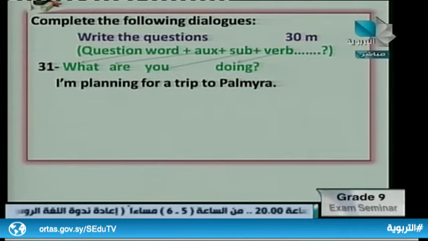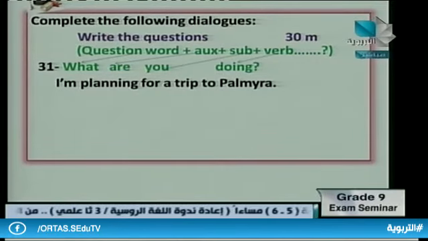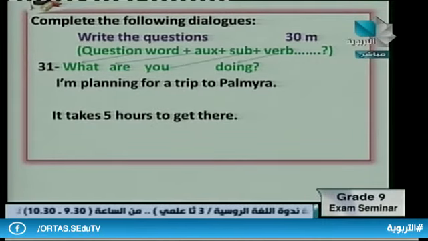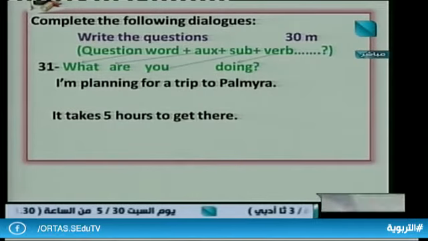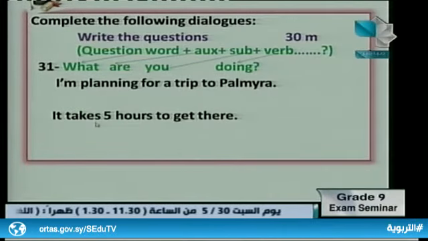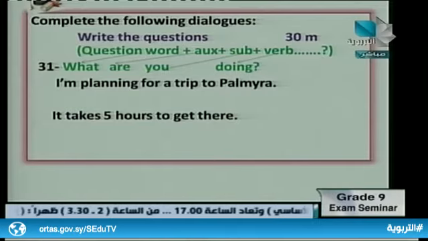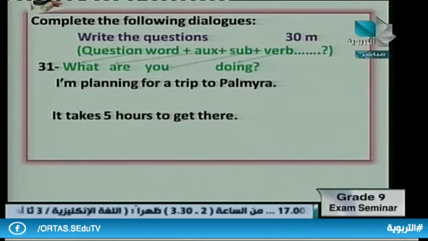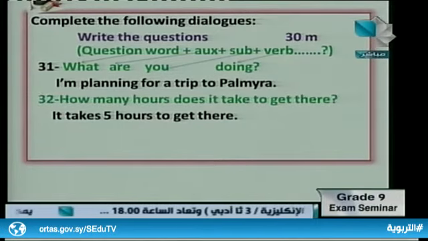In the second question, the answer is: it takes 5 hours to get there. I have a number here, and the sentence is in the present simple. When I want to ask about a number, I usually use a question phrase which is how many or how much. How many plus the noun which I'm going to ask about. So how many hours, and I use the auxiliary verb does, because it takes: how many hours does it take to get there?